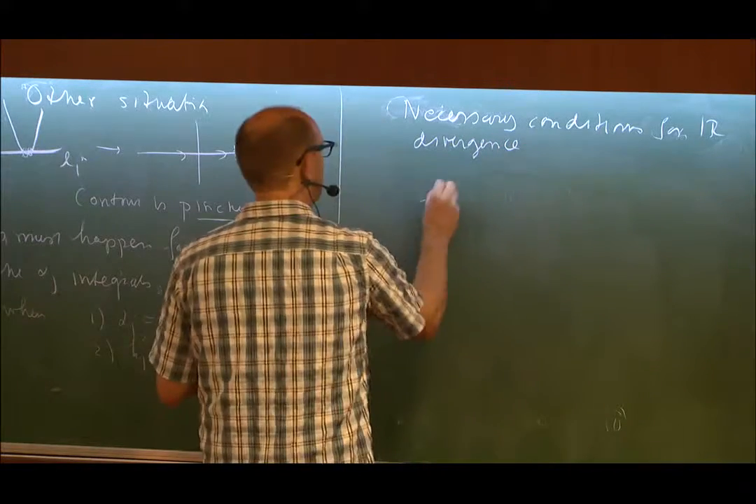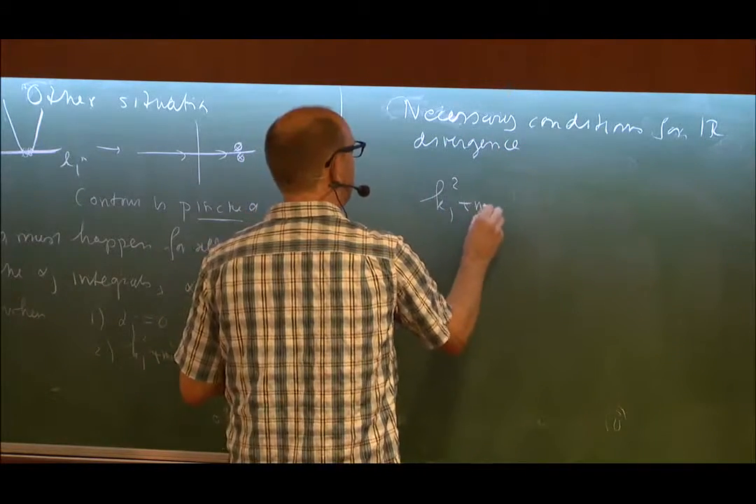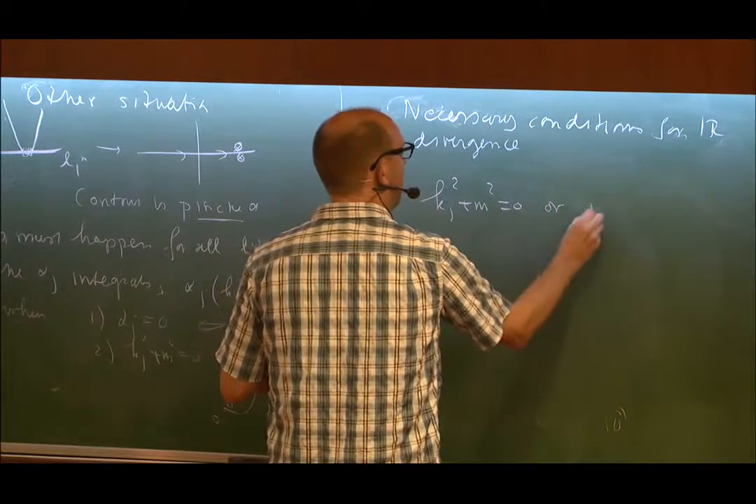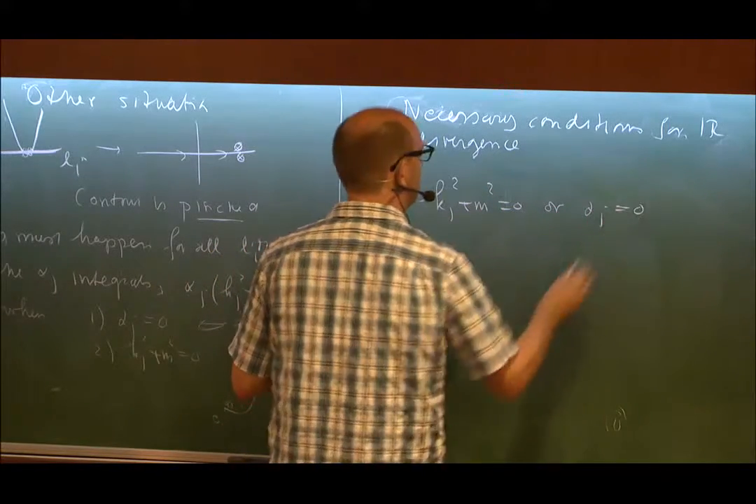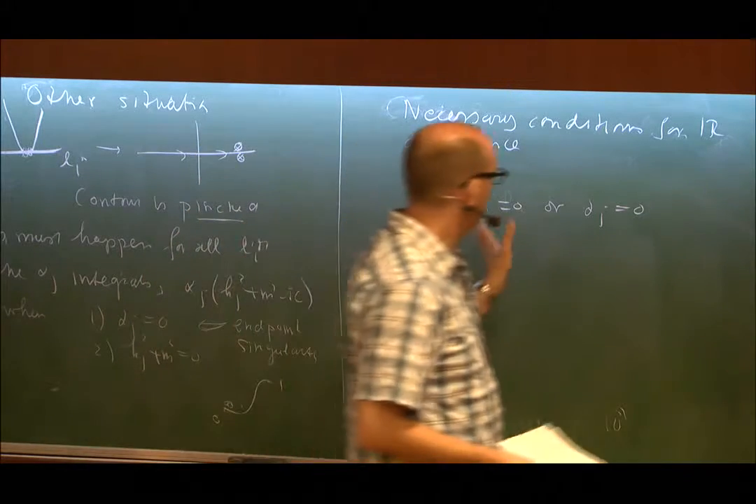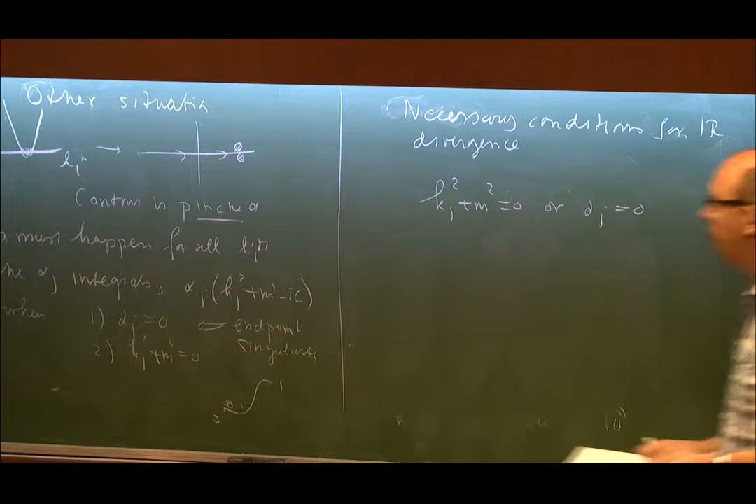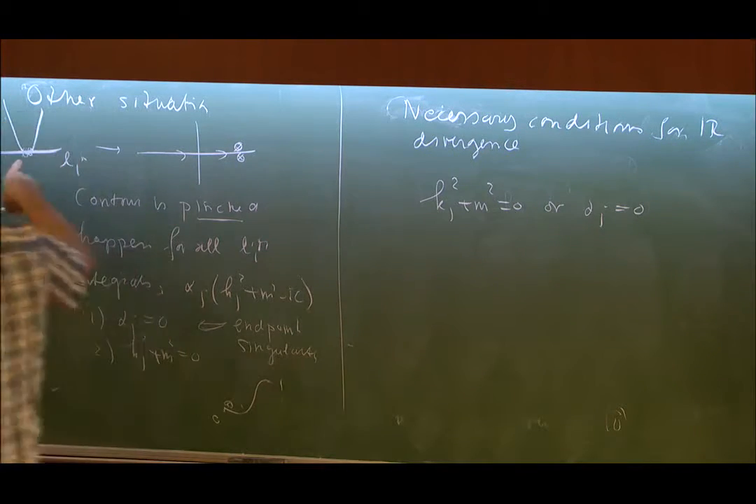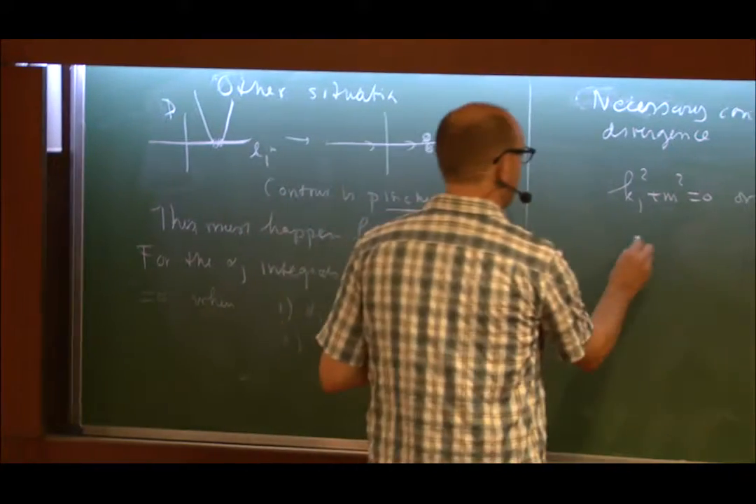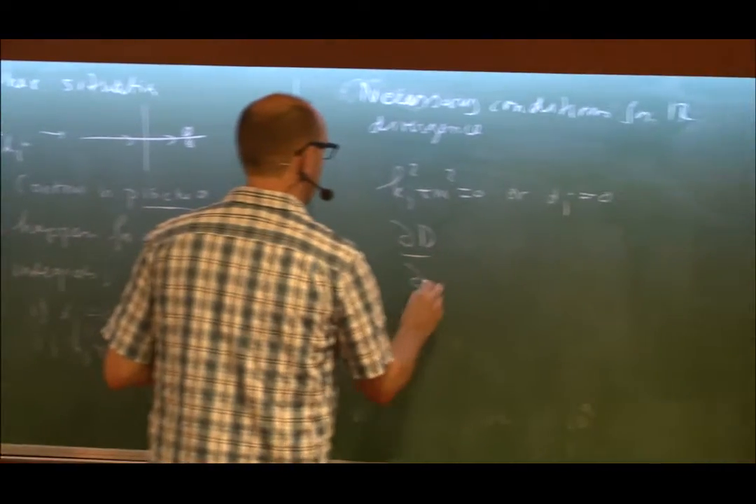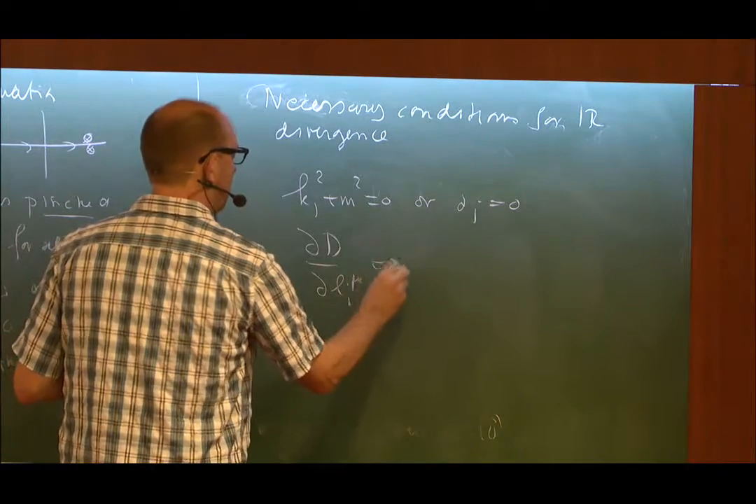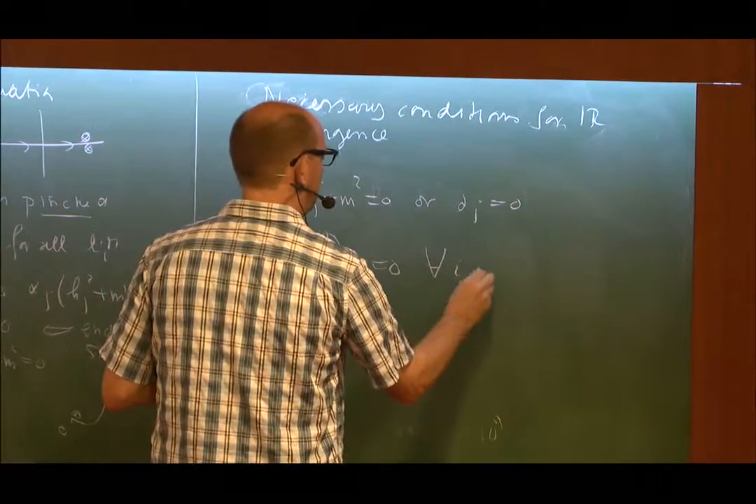Either k_j squared plus m squared is 0, or alpha_j is 0. So that means that if either of these occurs, all these terms are 0, and big D is 0. Right? But that's not enough. We need to also encode this thing. This also we know from high school math. We also must have that the derivative with respect to l_i mu is 0 for all i, mu.